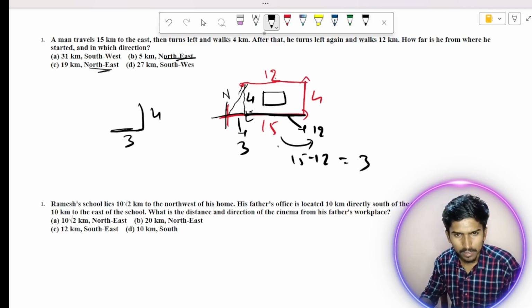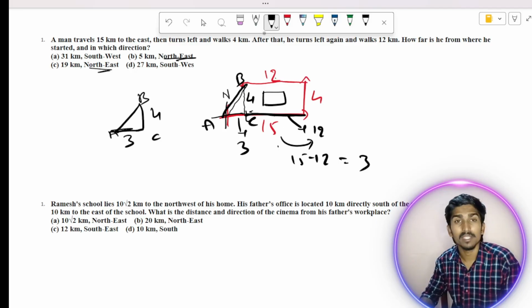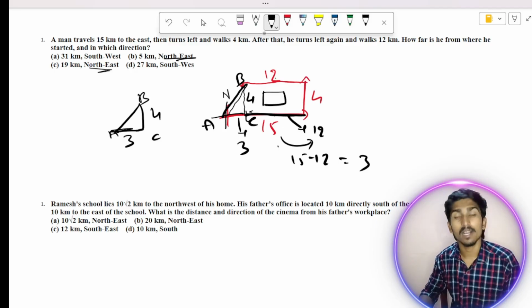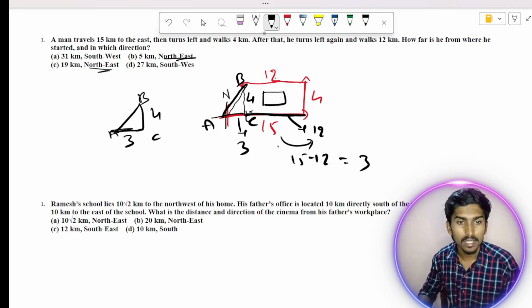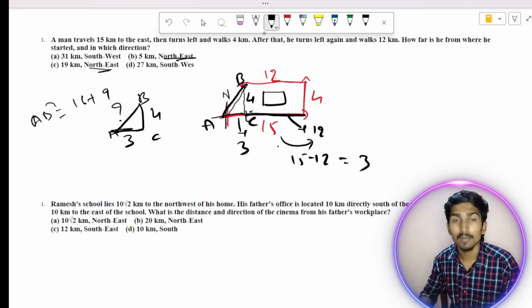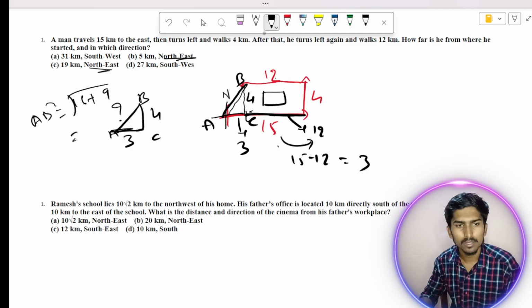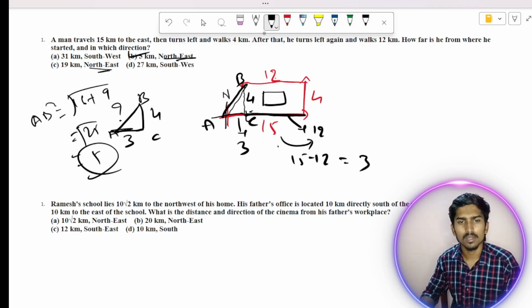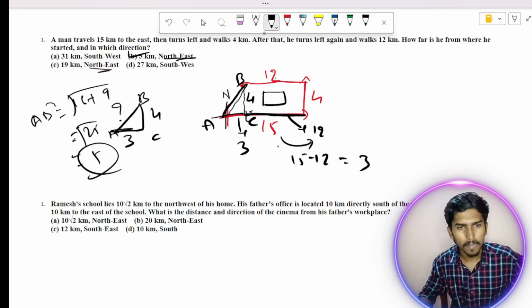So we need this distance, so we are going to find this distance. Just A, B, C. So same, it is Pythagoras theorem. As I already solved so many questions here, AB square is equal to 4 square is 16, 3 square is 9. I'm doing directly. Square root of 25, that is 5. The answer is 5 kilometers northeast. Very simple question. Okay, let's go.